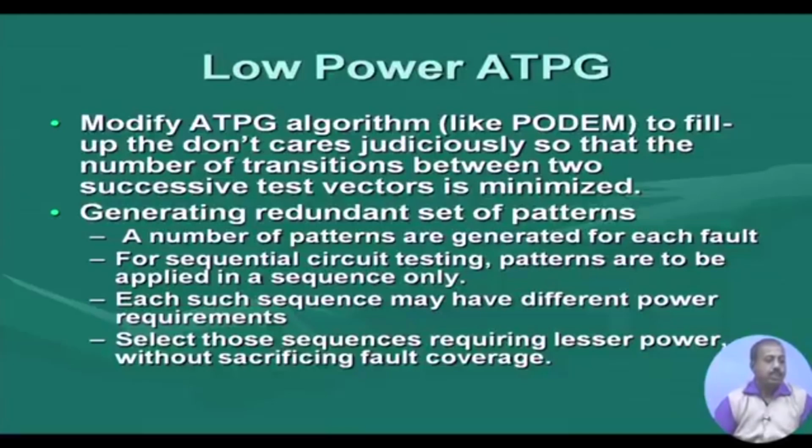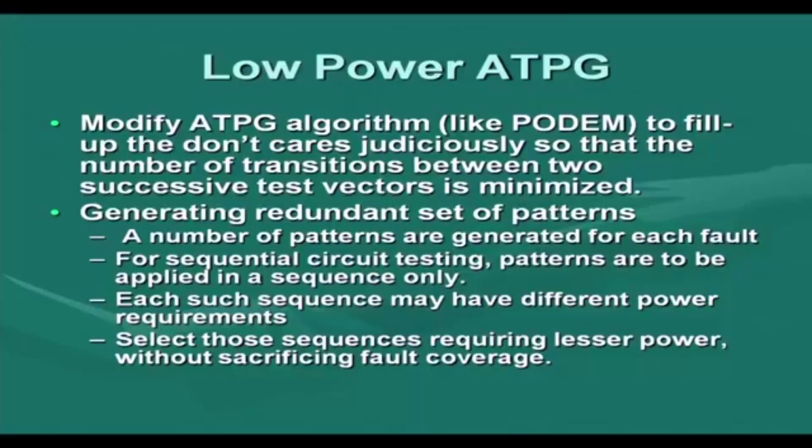Then generating a redundant set of patterns. What it says is that we have sometimes discussed in our class the n detect test pattern set. n detect means a fault is not dropped from the set of faults to be considered by the ATPG algorithm as soon as it gets detected by a single pattern. Rather, it is kept in the fault list till it has been detected n times. So, n may be typically equal to 2 or 3, but what we get is that for every fault we are getting a number of patterns.